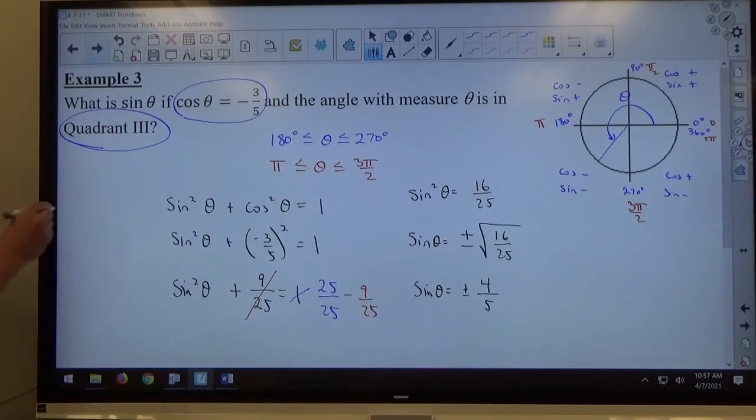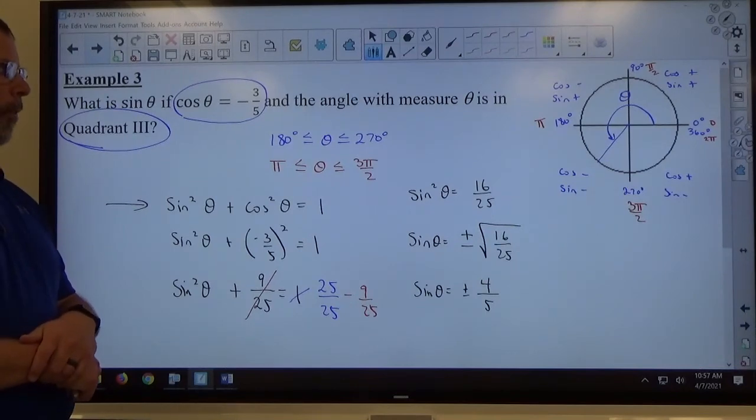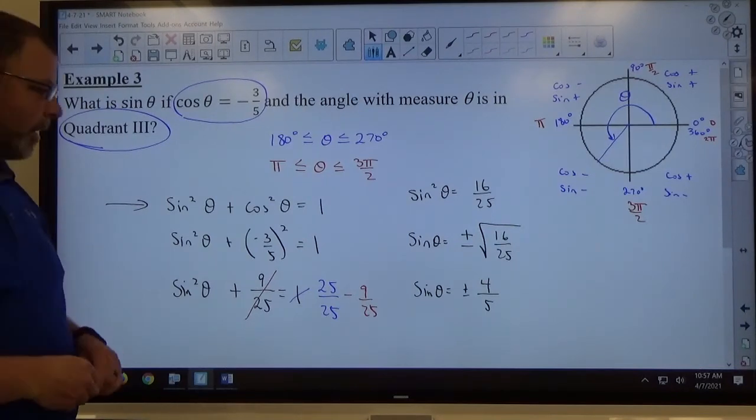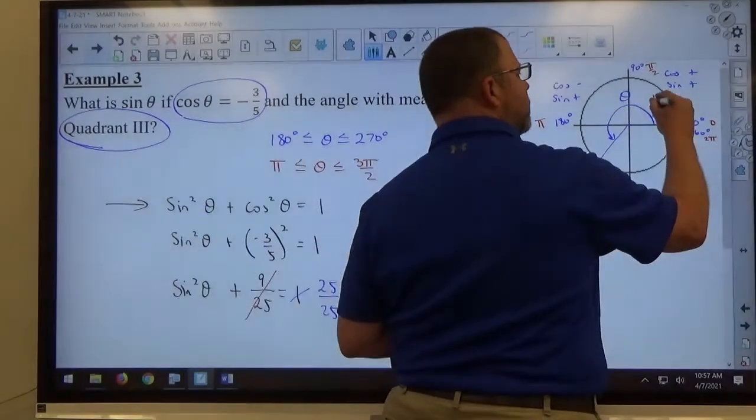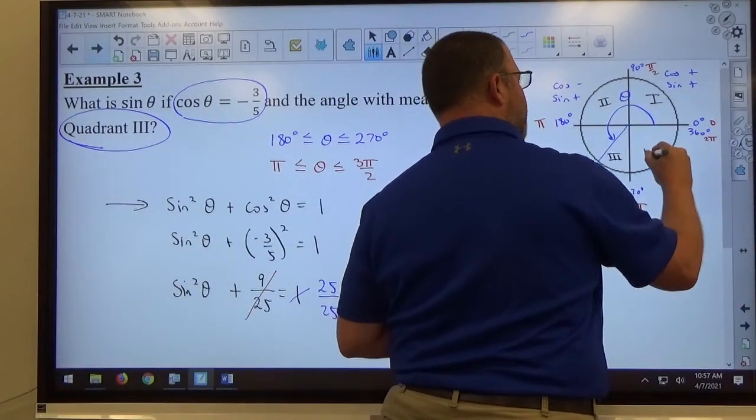This formula right here is 100% of the time true, always, forever, every angle. Always works. No matter what the angle is, it always equals 1. So, which one should I take? Negative. And why would I want to take negative? Because we're in quadrant 3. This is quadrant 1. This is quadrant 2. This is quadrant 3. This is quadrant 4.